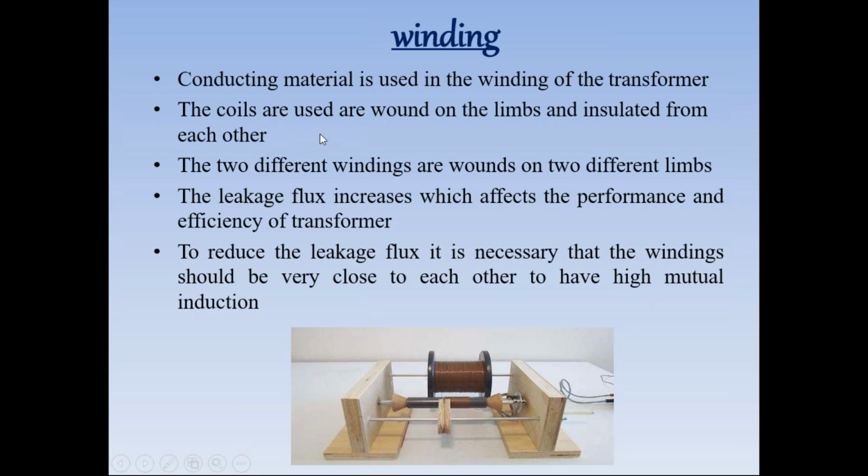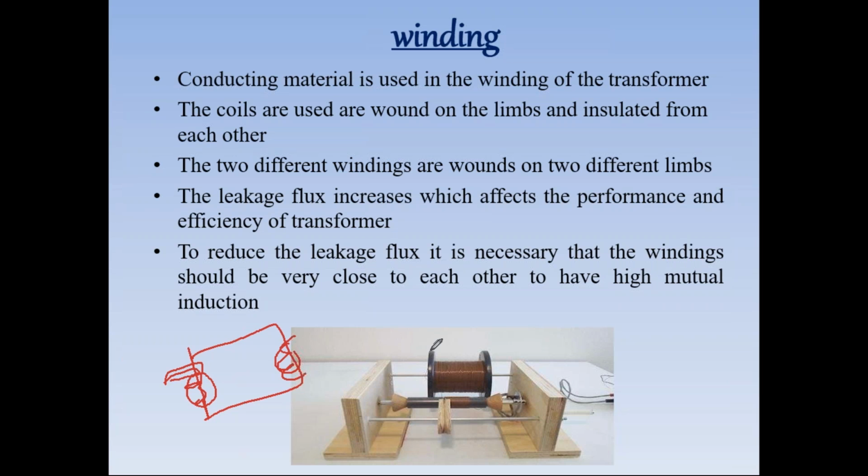The coils are wound on the limbs and insulated from each other. So how does it work? This is the core, the core shape transformer, and this leg is called a limb, and this is another limb. On this limb we provide the primary winding, and on this limb we provide the secondary winding. While winding, we provide insulation on the winding material. Why? Because we can avoid physical contact by using insulation. If we do not use insulation here, it causes a short circuit, right?